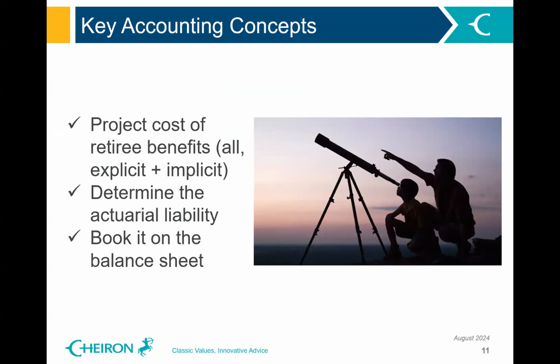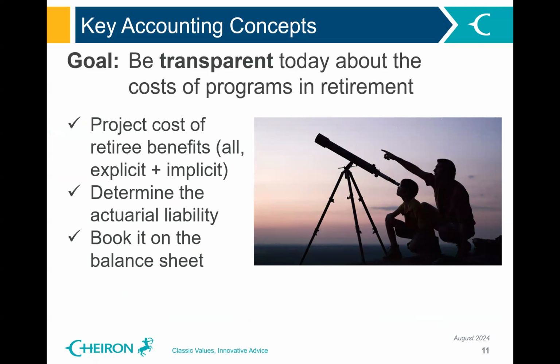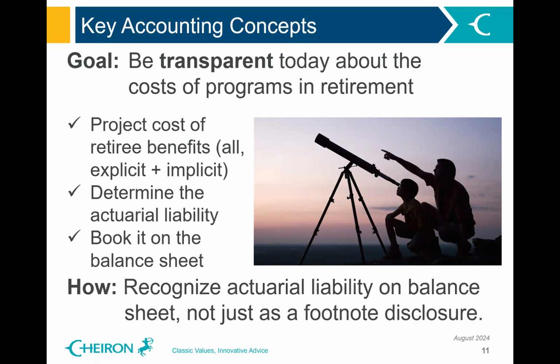Here, how do we do this? Well, we project the cost of those retiree benefits. The persons who are retired, those who are near retirement, and those actively working. And we do all of the benefits. Then what we do is determine the actuarial liability and book it on the balance sheet. Goal? Well, we want to be transparent about the cost of these programs in retirement. And the way that's done in GASB 75 is that the actuarial liability is recognized on the balance sheet. It's not just a footnote disclosure. It's an actual figure on the balance sheet.